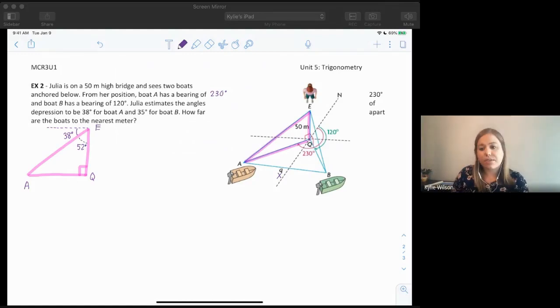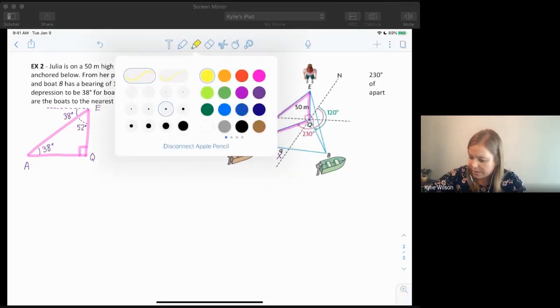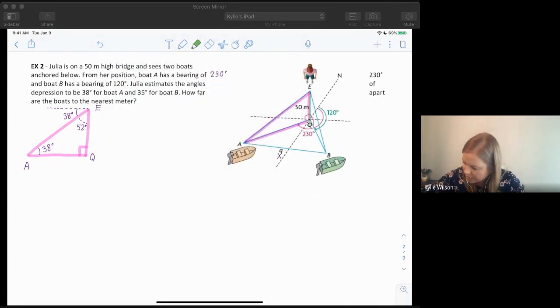The other thing that we could do is also use the Z pattern here, which gives us that angle A is also 38. Either way works. Whatever is more comfortable for you to find your missing angles. So that's our first triangle there. Our next triangle is this triangle over here. We have a second right angle triangle on the other side. So let's go through and draw that one separately as well.